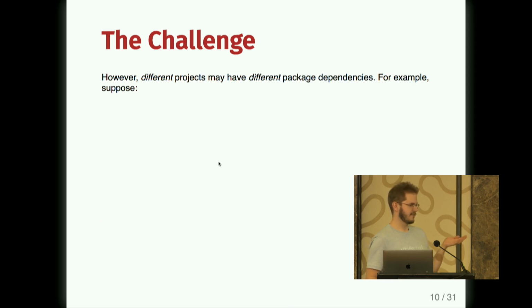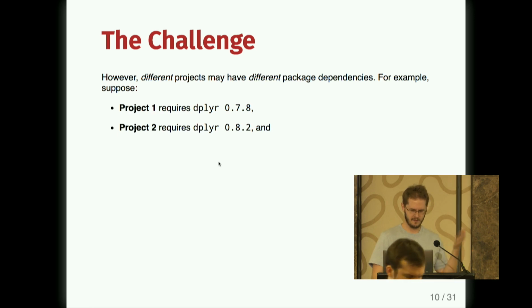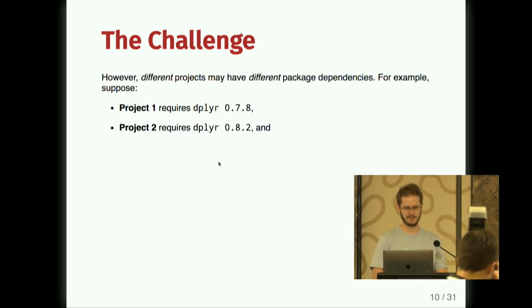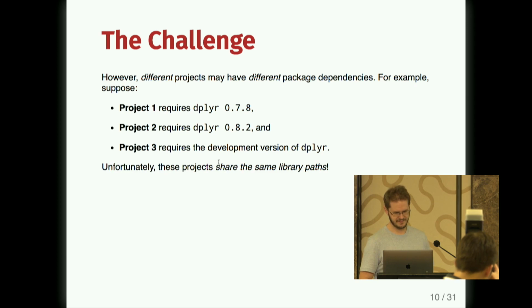But, of course, different projects can have different package dependencies. For example, suppose project 1, maybe something you were working on a while ago, uses dplyr 0.7.8. And that's an older version. You got everything tidy, wrapped up. Maybe it's associated with a paper that you published. And you're thinking, OK, I'm done with this. It works. I don't want to change it. Project 2, on the other hand, uses a more modern version of the package. You've upgraded to dplyr 0.8.2. And say, if you were a developer, maybe you're even using the development version of dplyr in another project.